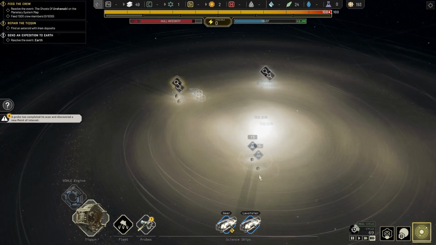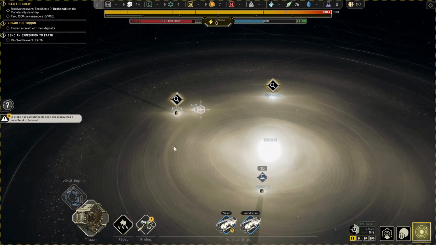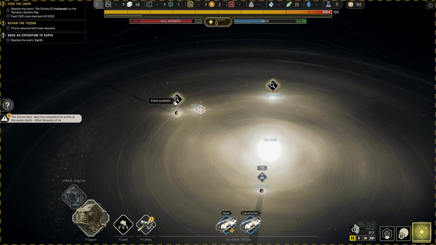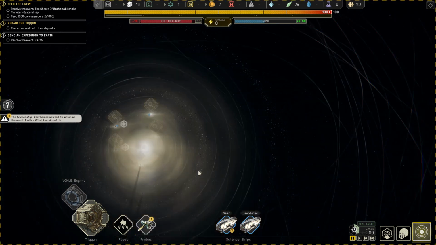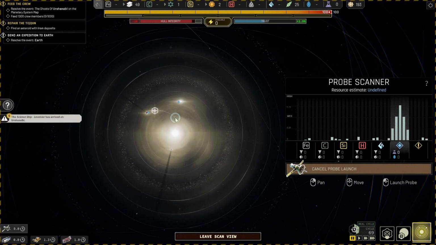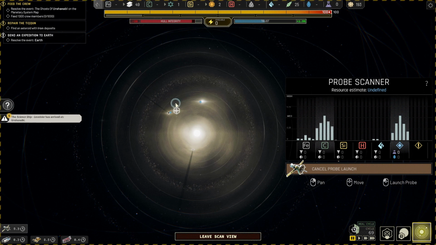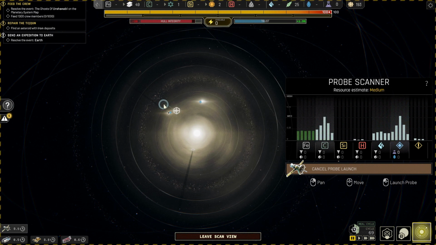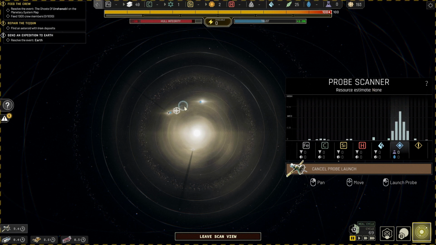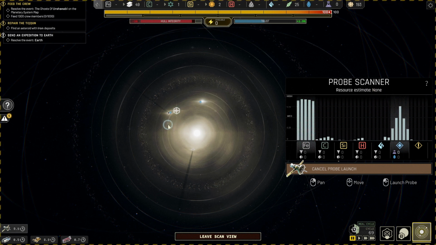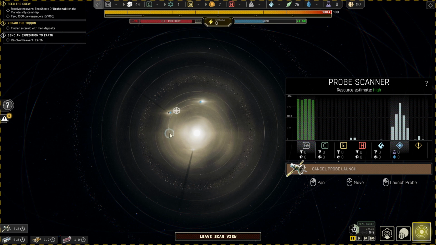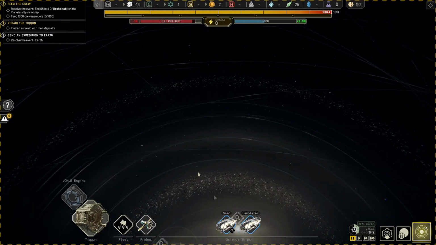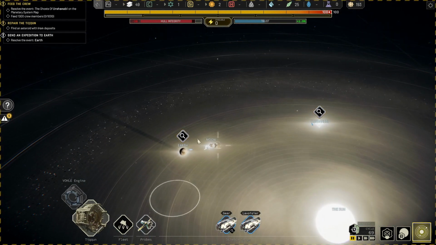A science ship team has completed a task. We have found Mercury. A science ship has arrived at its destination. Let's launch a probe for science, which can take a bit. Let's go ahead and actually hit a resource spot nearby if we can grab one. Iron there. Okay, Earth.